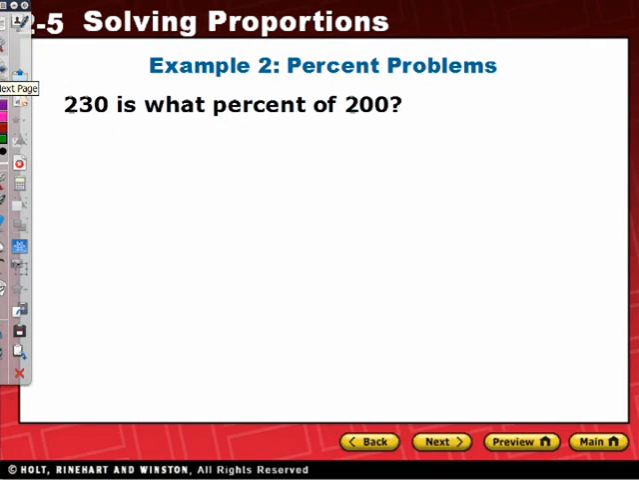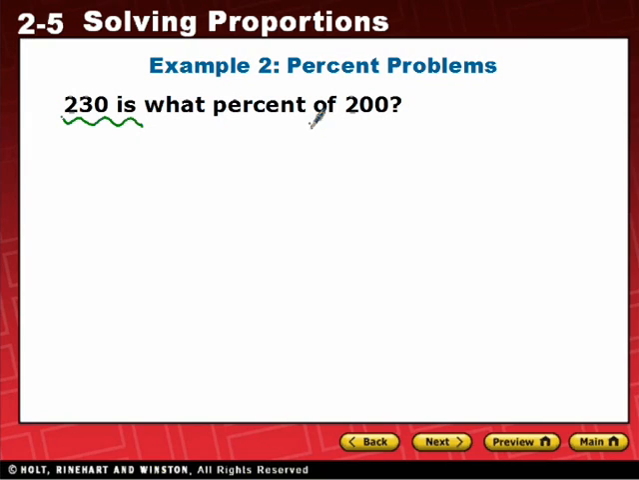$230 is what percent of 200? So the first thing to recognize here is that the part is actually bigger than the whole, so we should get a number bigger than 100%. It's an increase of something here, maybe like kids at a school compared to how many there were last year. This year there's 230. Last year there were 200.